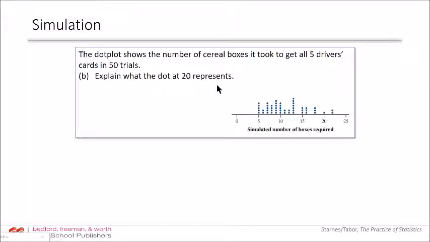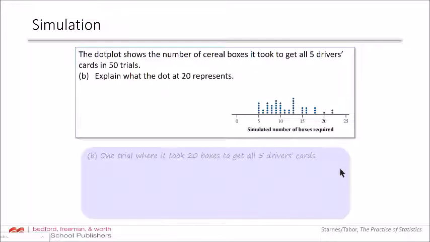So explain what the dot at 20 represents. There was one trial where it took 20 boxes of cereal to get all 5 drivers' cards. So in other words, you had a lot of repeats, right? Okay.